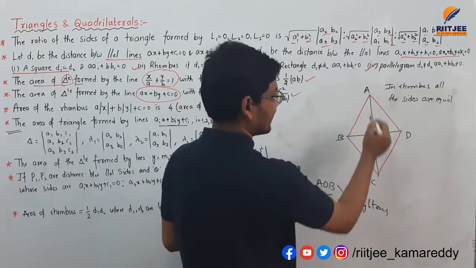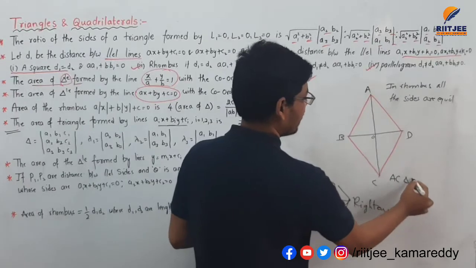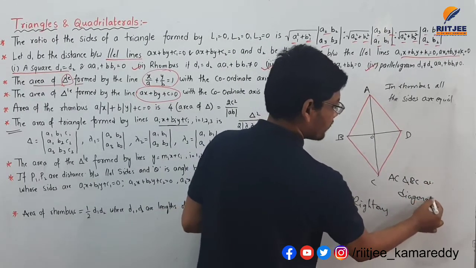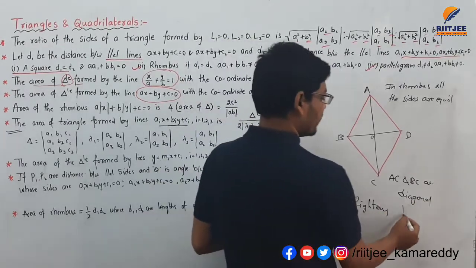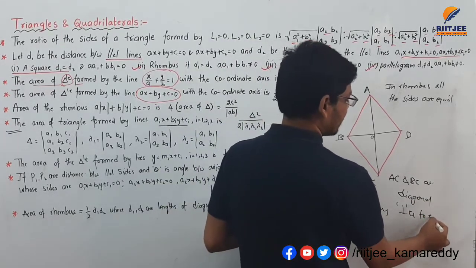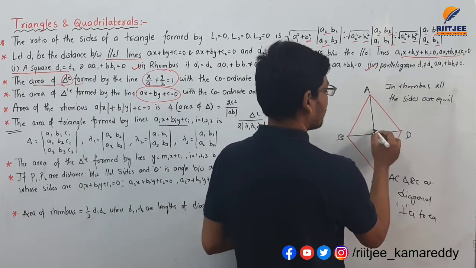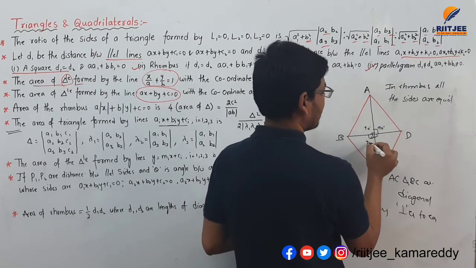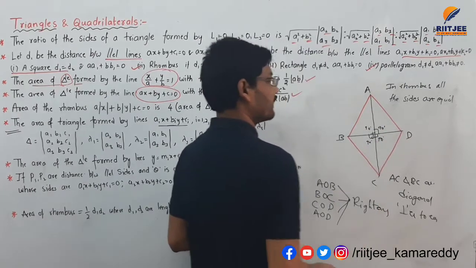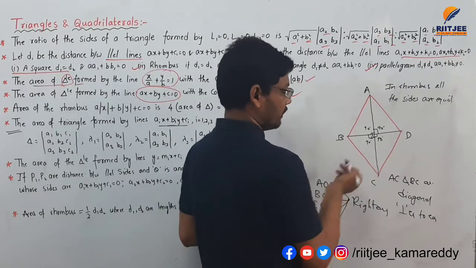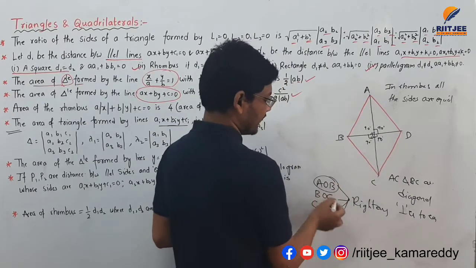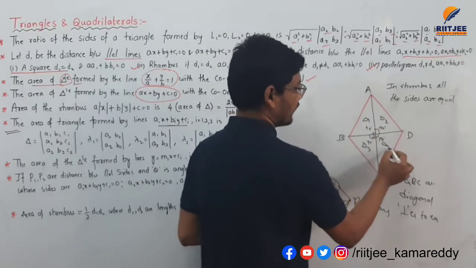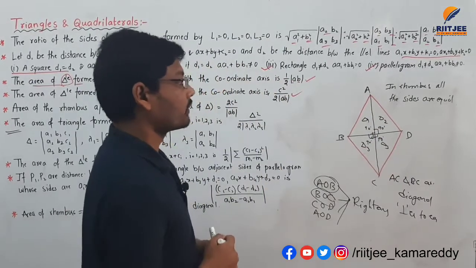Here the diagonals are AC and BD. In a rhombus the diagonals are perpendicular to each other, so that's why the angle is 90 degrees everywhere, 90, 90, 90, 90. So here we framed all the triangles as right angle triangles. So this is triangle 1, triangle 2, triangle 3 and triangle 4. Here 4 triangles are framed.